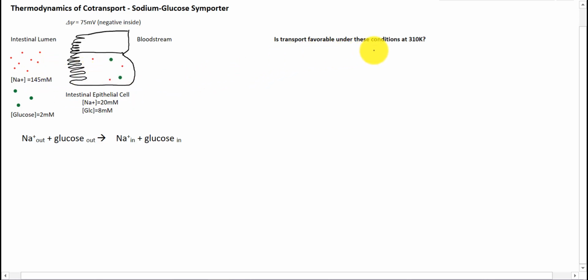So when we want to know if this transport is favorable, we need to set up our transport free energy equation. And recall that in this case we have two contributions. Our RT ln of Q is our concentration gradient piece. And then we also have to tack on the ZF delta psi, which is the electrostatic contribution. And the electrostatic contribution comes from the sodium going down its concentration gradient.